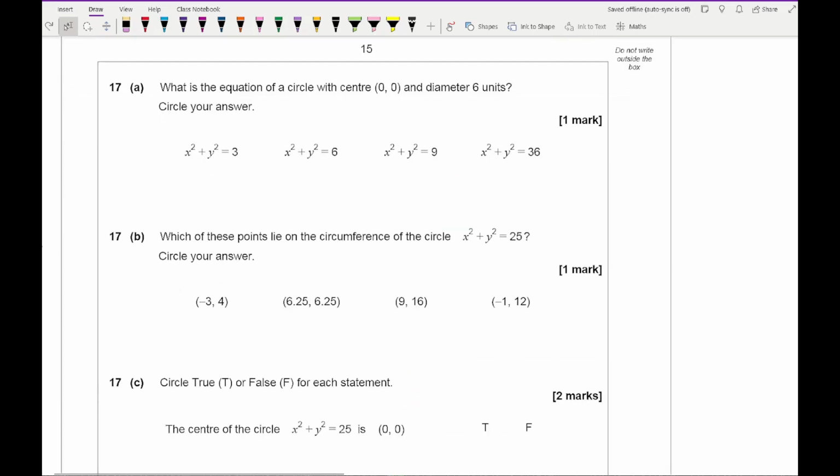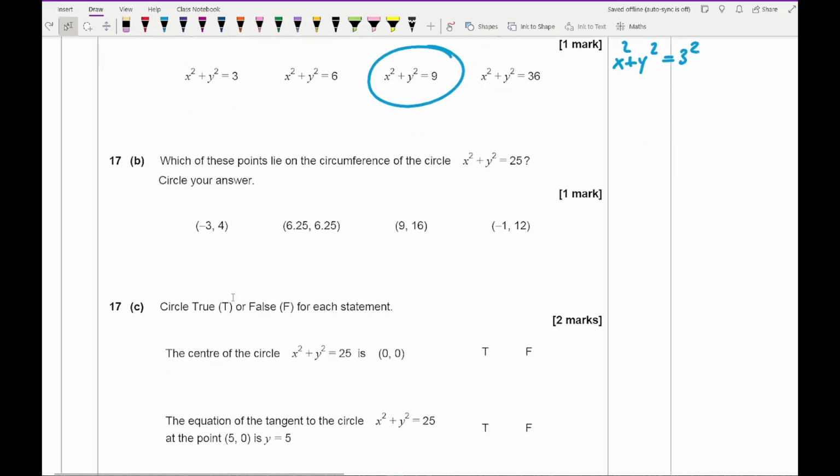Then moving on to question 17, it says, what is the equation of a circle with centre 0, 0 and a diameter of 6 units? Circle your answer. Well, the formula for the equation of a circle is always x squared plus y squared equals r squared, where r is the radius. Now here we know that r equals 3 if the diameter is 6. So then what the equation is going to look like is x squared plus y squared equals 3 squared, which is 9. So the one I want to circle is the third option.